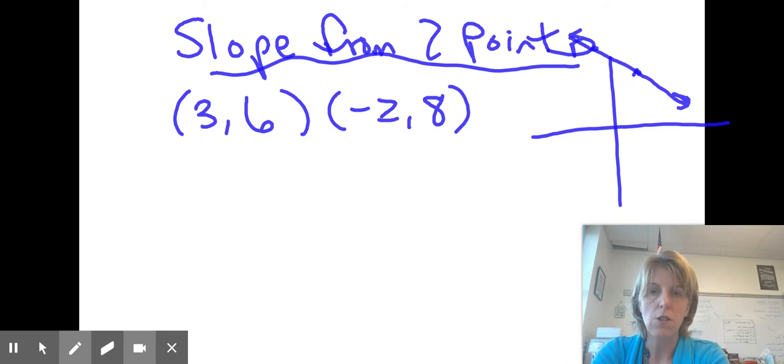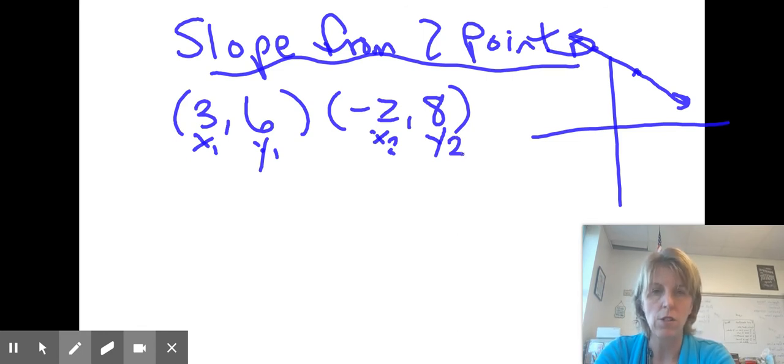The formula has to do with knowing that in the first one we have an x and a y. We'll call that x1 and y1. And the second one also has an x value and a y value, our input and our output, our domain and our range from last trimester. And it's our second pair, so we're going to call them x2 and y2 because it's our second point. So the first point we're going to label x1 and y1, and the second point we're going to label x2 and y2.